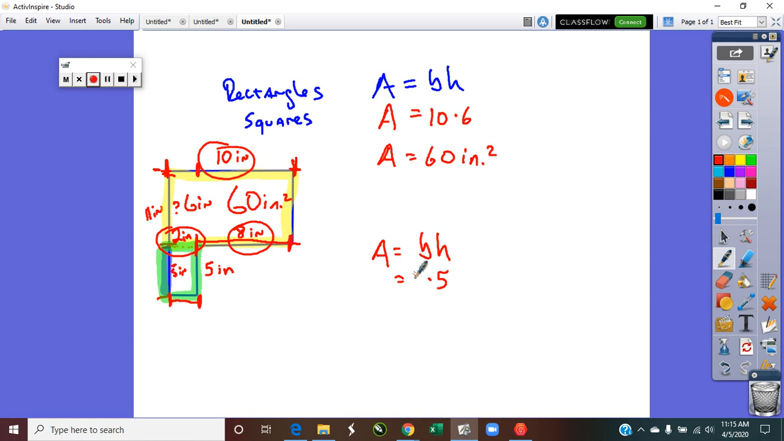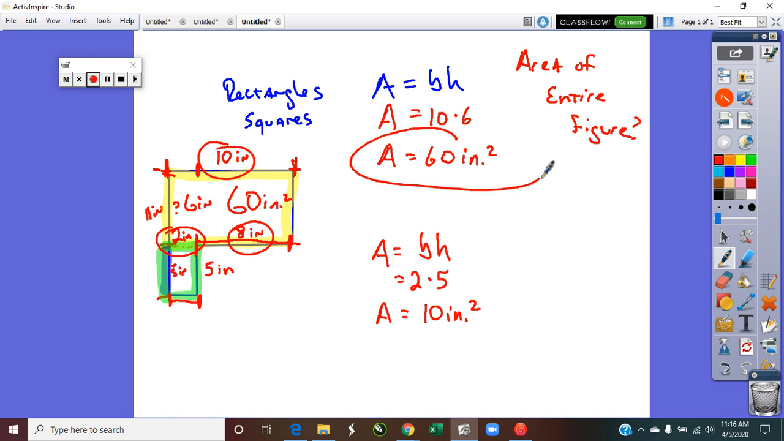So now I have a base of 2. So I'm going to multiply these. 2 times 5 gives me 10 inches squared. Well, I am trying to find the area of the entire figure. So if I have the area of this, I know it's 60 inches squared, and the area of this is 10. What am I going to do with those? I'm going to add them together, exactly. So the area of this entire figure would be 70 inches squared.